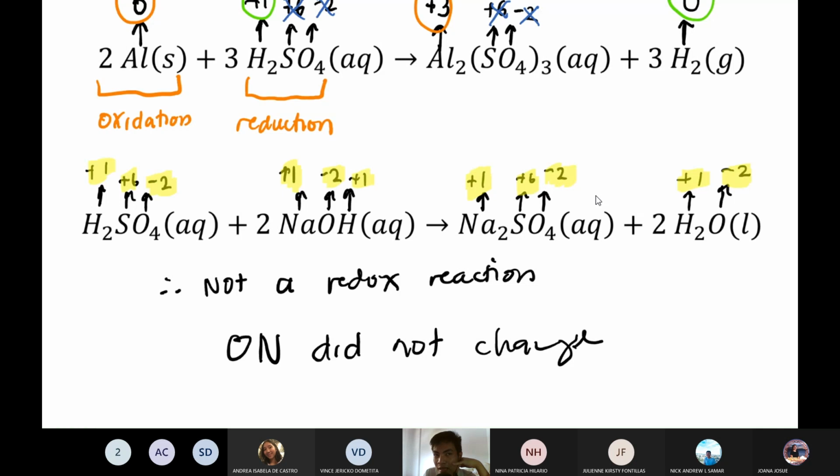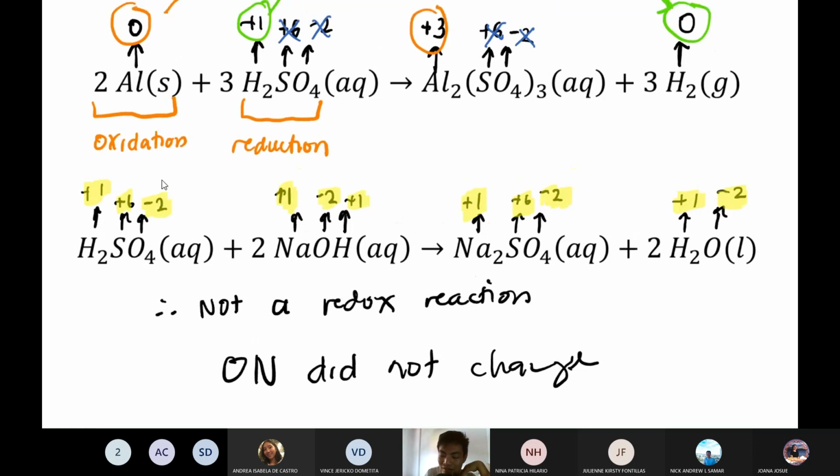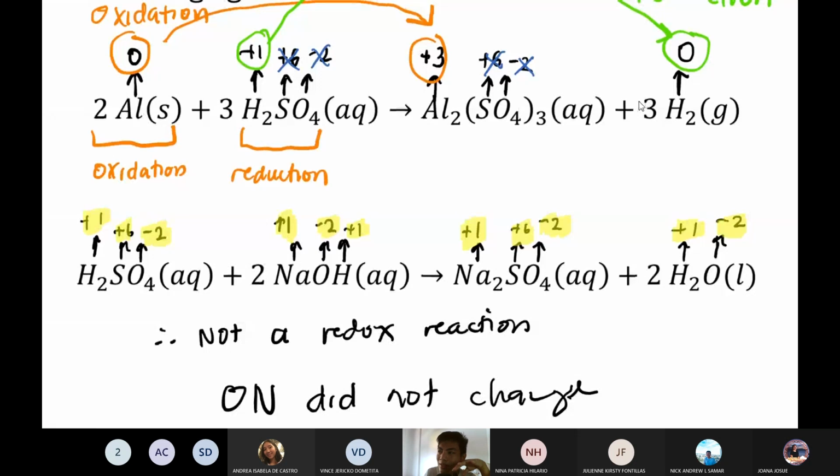So, naiisip nyo na ba yung ilalagay ko sa quiz? Ganito yung ilalagay ko sa quiz. So, I will give you a set of equations. Identify sino yung redox doon. Ganun gagawin nyo. Okay? You have the two. You have this one and this one. Identify which is the redox reaction. Basically, all you have to do is to identify the oxidation numbers of each element. Dito nagbago eh. So this is redox reaction.